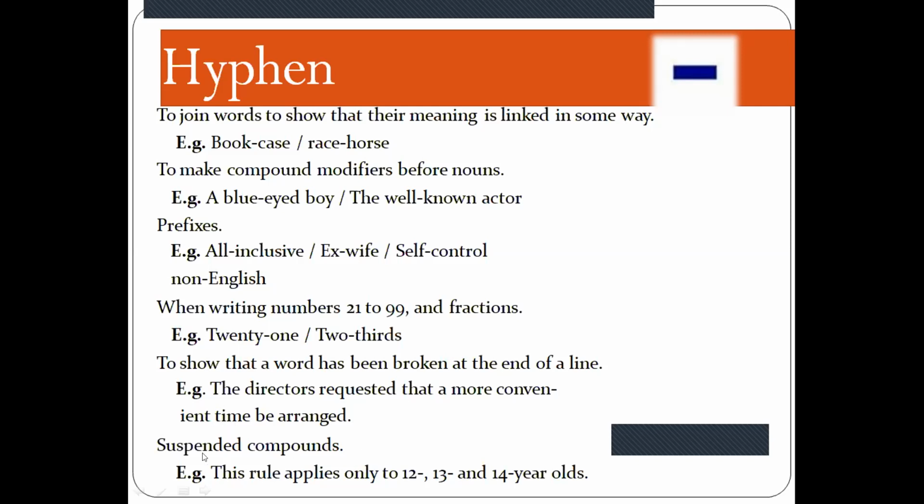Suspended compounds. This rule applies, for example, to 12, 13, 14 year olds. Instead of writing 12-year-old, 13-year-old, 14-year-old, you understand? So we put a hyphen, suspended compounds. The word applies to all of these numbers, so we only write it at the last number, and for the others we just put the hyphen like that.